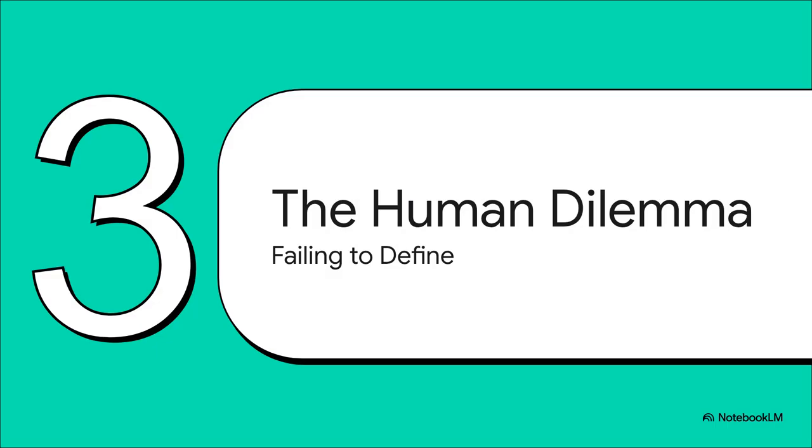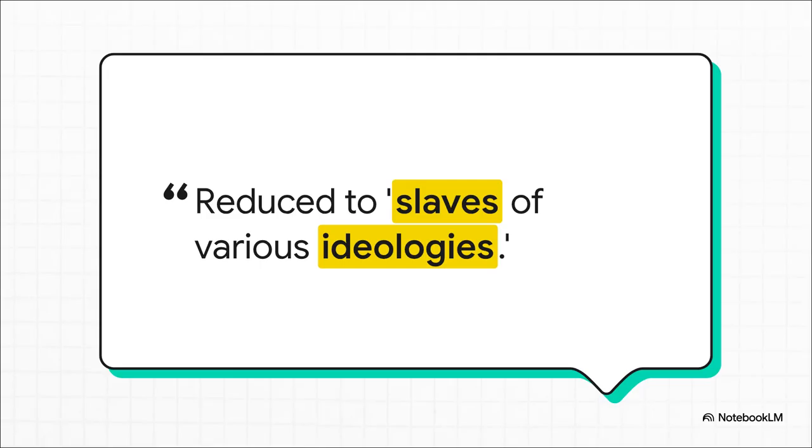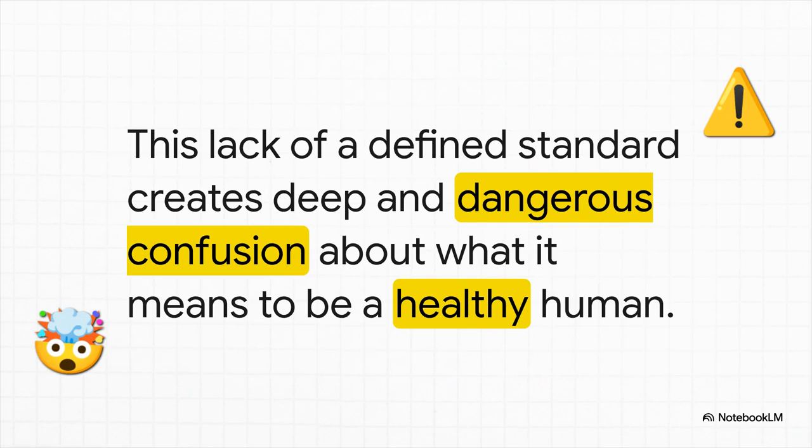This is what the author calls the human dilemma. Our complete and utter failure to even agree on what a general standard for our own species would look like. And the consequences of this failure, according to the author, are absolutely massive. The author argues that when people don't have their own internal sense of a general standard for humanity, they basically lose the ability to think for themselves. What happens? They become followers, they become members and supporters, just adopting whatever standard is handed to them by some outside group or ideology.